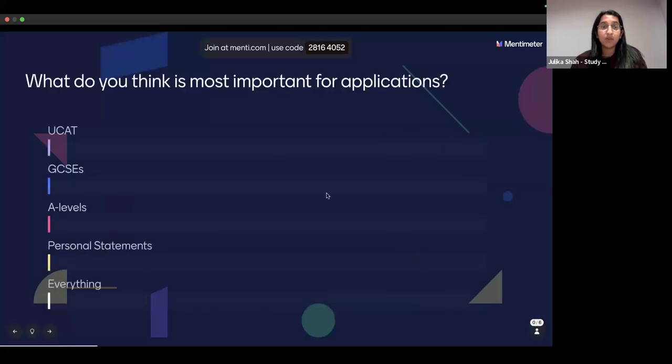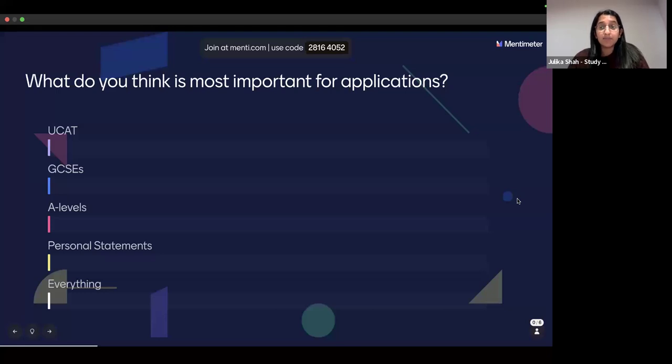So if we just start off with the first question, you should hopefully be able to see this on Mentimeter. I just want to ask you guys what you think the most important thing for dentistry school applications is. Do you think it's the UCAT? For those of you who don't know, this is an aptitude test that you have to do and you're given a score. Is it your GCSEs and the grades that come with that? Is it your A levels? Is it your personal statement? Or do you think it's everything?